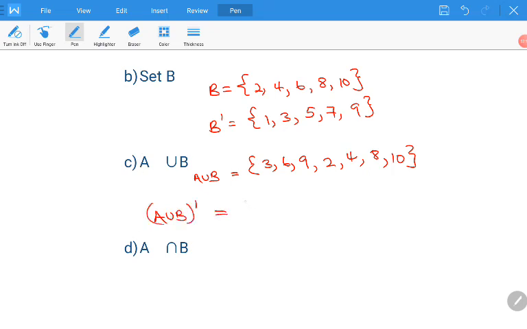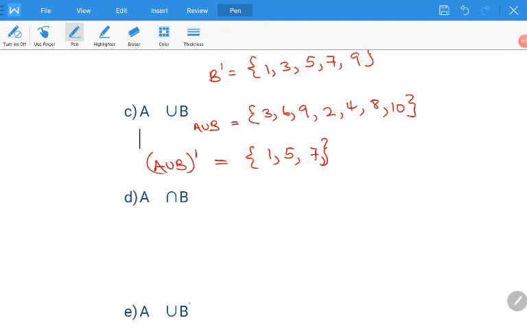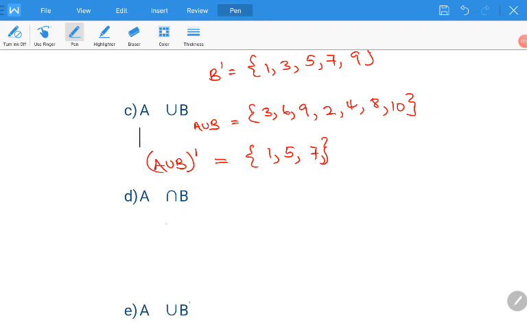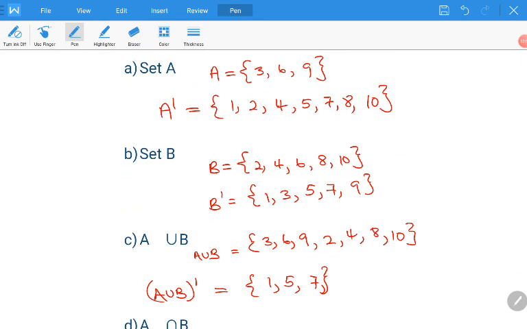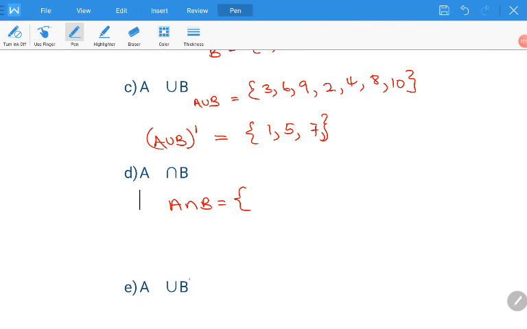This one is equal to 1, 5, 7. So that's okay. Our A intersection B is made up of a singleton, 6.